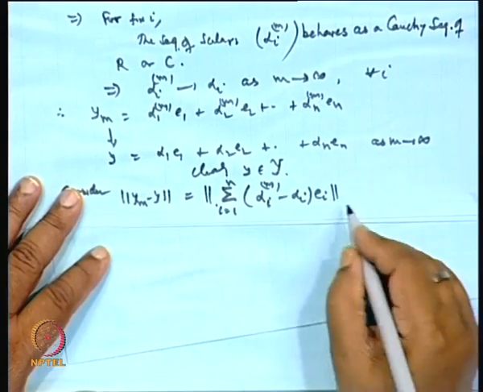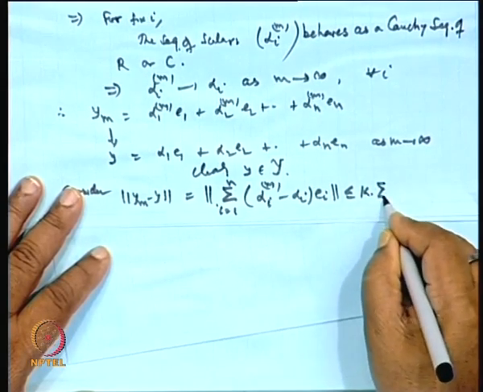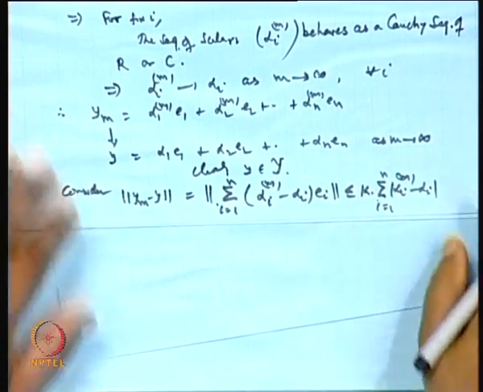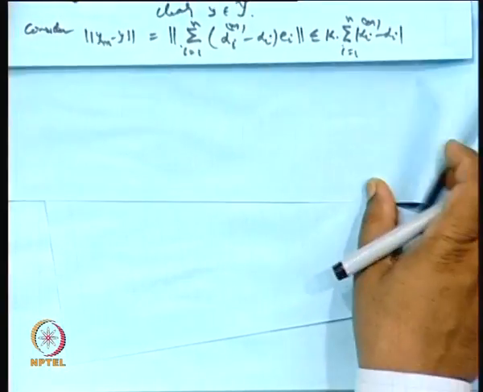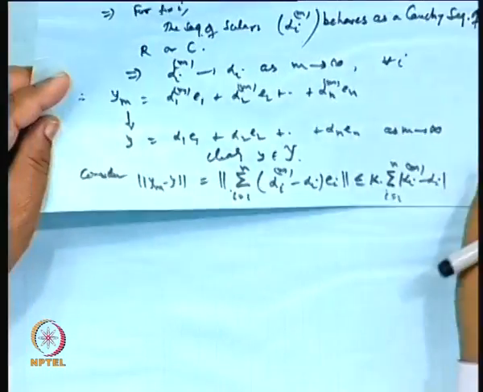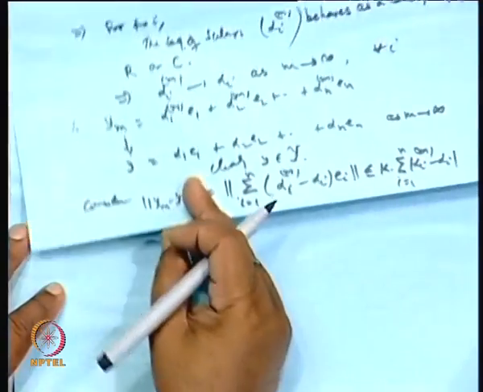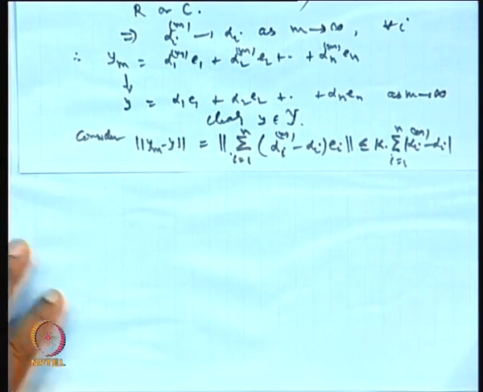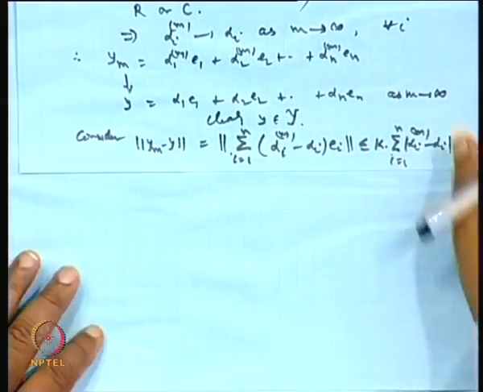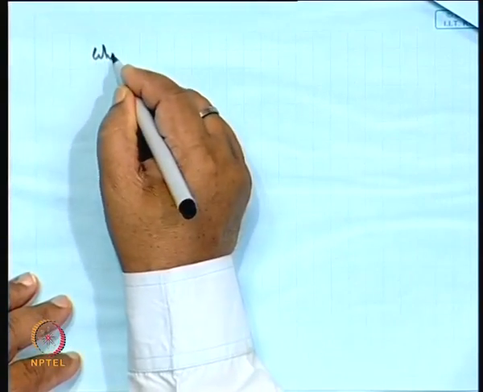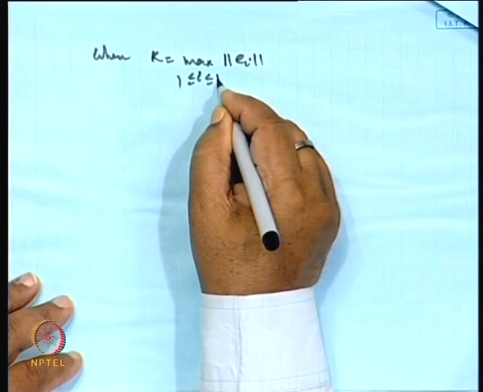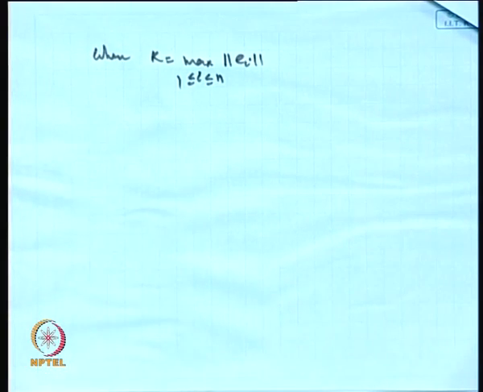Okay. Now, this will be less than or equal to some constant times k sigma of norm alpha I m minus alpha I, I is 1 to n, where k is the maximum value of the norm E I when I varies from 1 to n. So, we are taking k as the maximum of norm E I, I is 1 to n. This is the maximum value of E I, and we replace it.